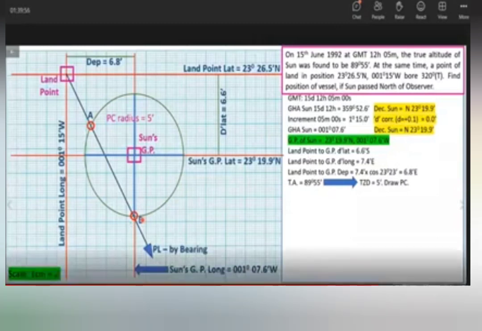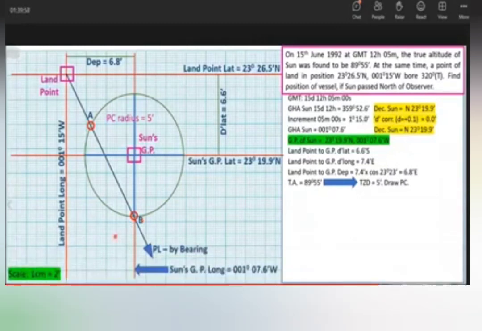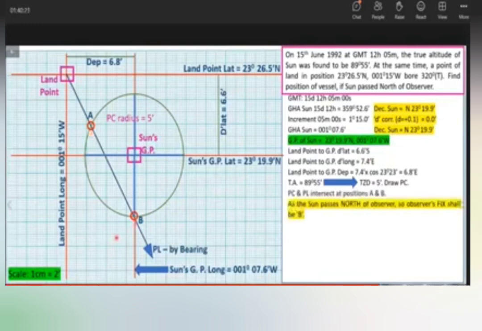Let me show you here also. Now, since the question says the sun passed north of the observer, and the sun in this plot is represented by its GP, if the observer is at A, then the sun is passing south of the observer. But if the observer is at B, the sun is passing right north of it. So therefore, in this case, position A gets ruled out. The fix is then position B.